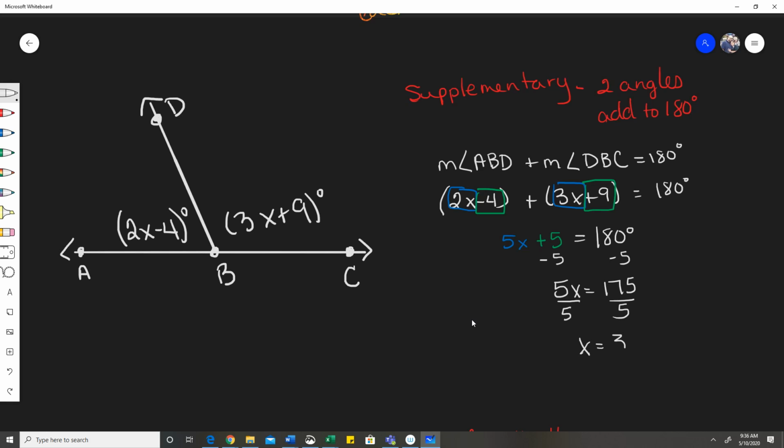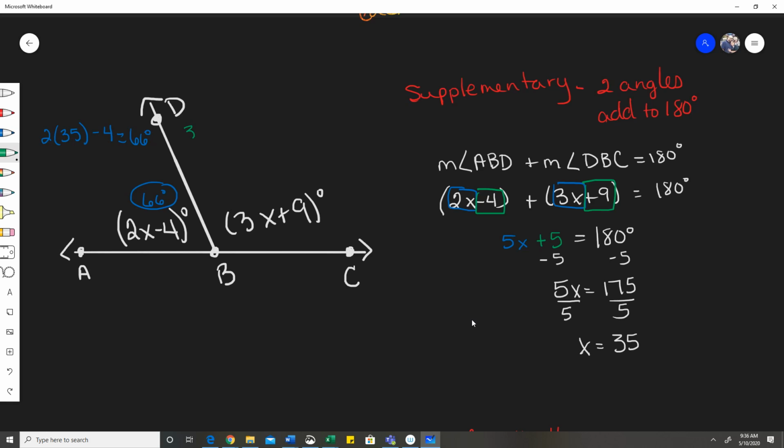x equals 35. So again, just like we did on the complementary angles, we need to take that x value, that 35, and substitute it into the two angles to find their actual measurements. So 2 times 35 minus 4. Well, 2 times 35 is 70 minus 4. We're going to get 66 degrees. So angle ABD is 66 degrees.